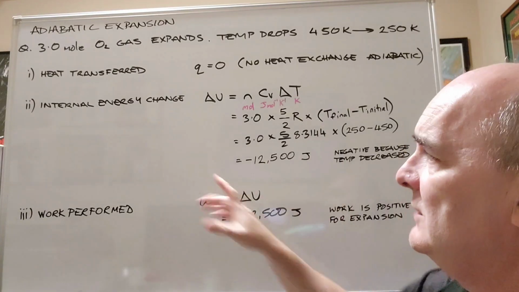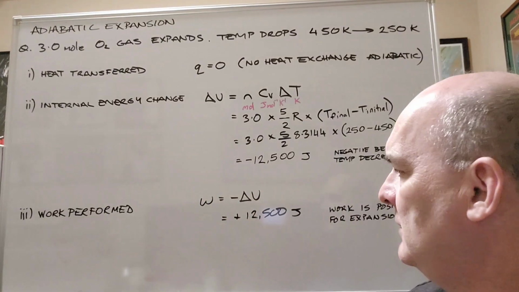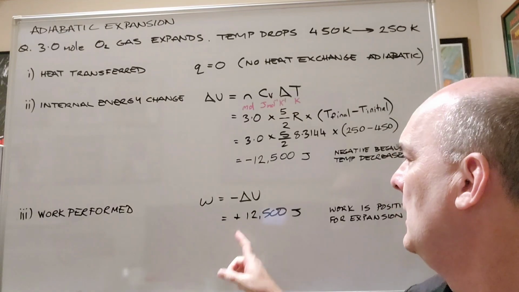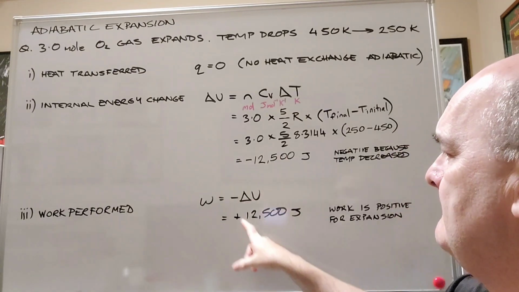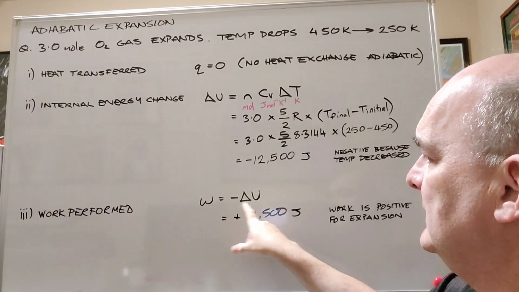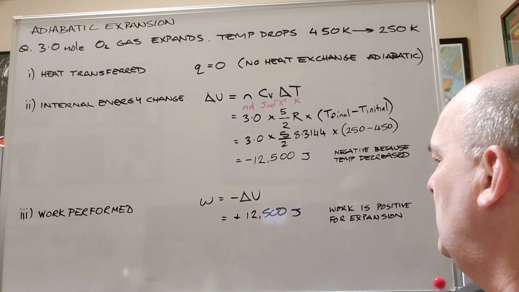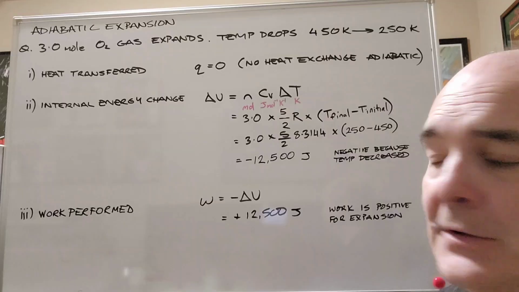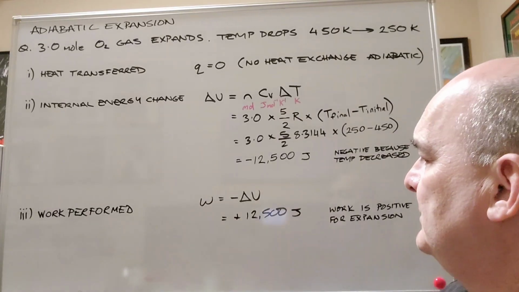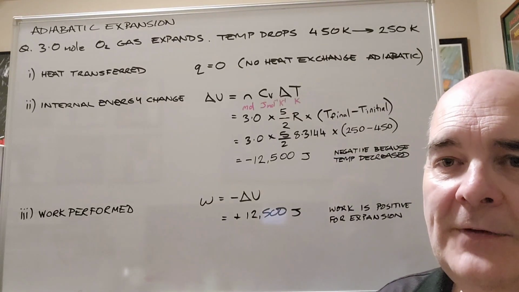That's a negative value because the temperature decreased. As temperature decreases, internal energy must also decrease. Okay, work performed. Well, work and internal energy are just the opposite of each other. Work is positive for an expansion, so the work is plus 12,500 joules.